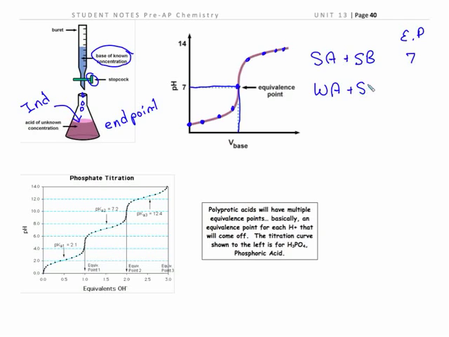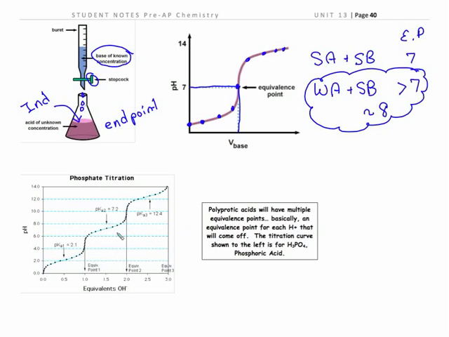If we have a weak acid with a strong base, it's going to be greater than 7. And that's typically what we do in the lab. And phenolphthalein turns pink at about pH 8. So it's perfect for the titration of a weak acid with a strong base.